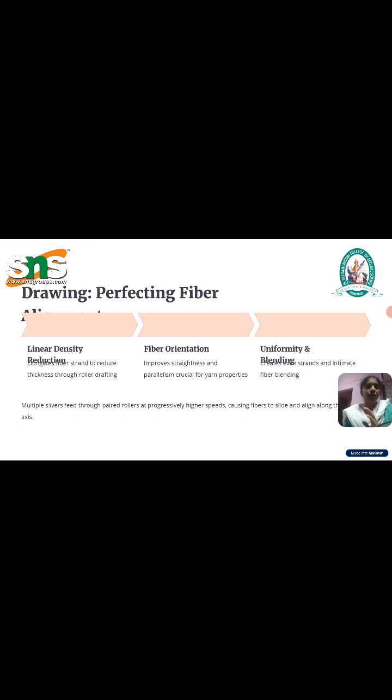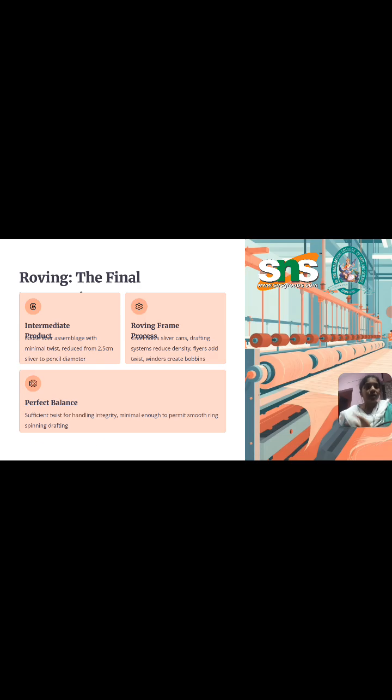Next, drawing perfects the fibers: linear density reduction, fiber orientation, uniformity and blending. Mainly the drawing concentrates on those things. Doubling is evening the fibers, a main concept used in the blending process. Roving is finally an intermediate step on the roving frame, mainly concentrated on the blending process and making the fibers into a proper form. So this is the basic outline of the blending and spinning process.